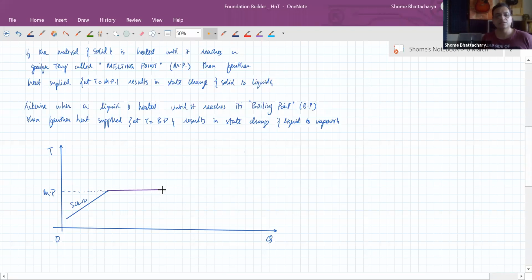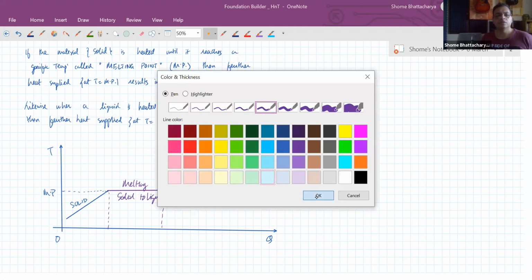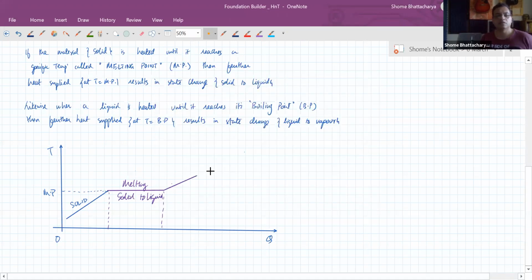So during that state change, what will happen? The heat supplied will result in state change without the temperature changing. So during the second part of the process, there is melting occurring from solid to liquid. Now, once all the solid is converted to liquid, again the liquid's temperature starts to rise with the heat supplied through a linear graph.